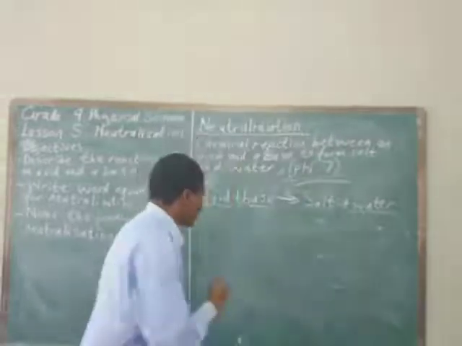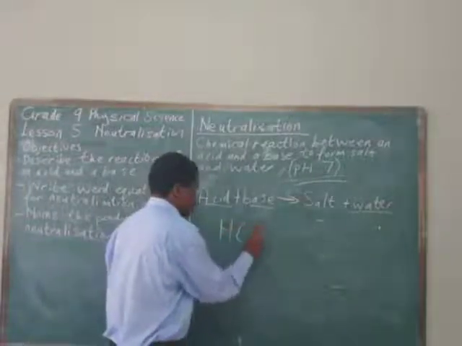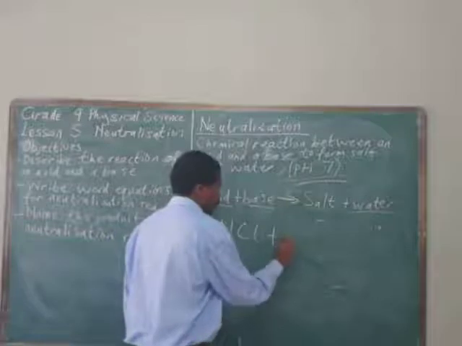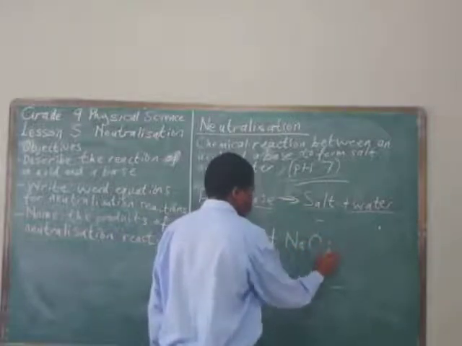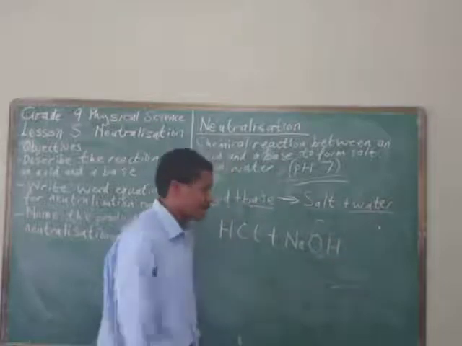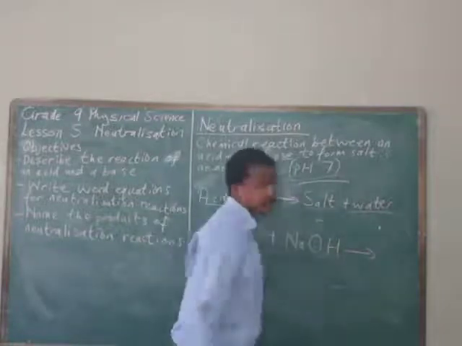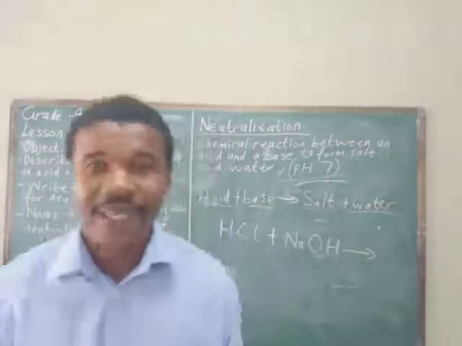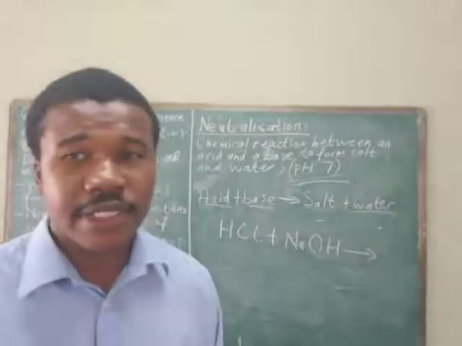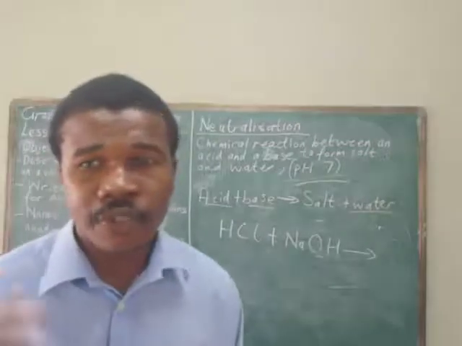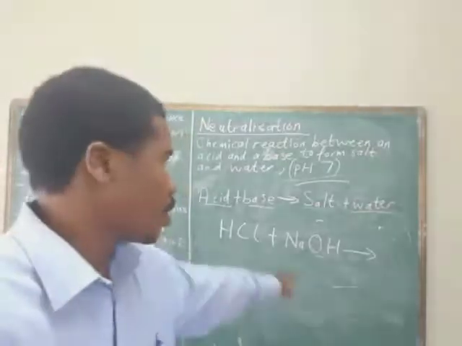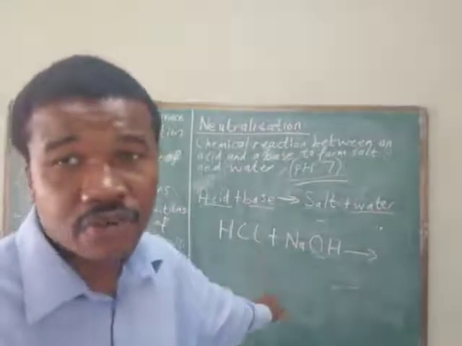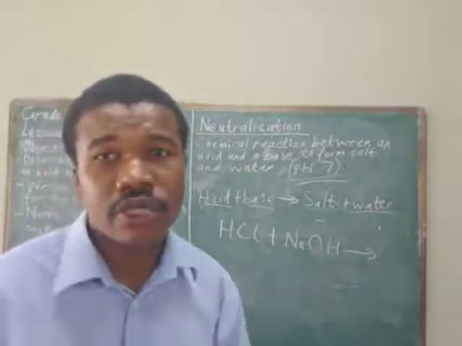Okay, so for hydrochloric acid, it is like this. This is HCl, plus sodium hydroxide to produce salt plus water. Right, so I need you to pause this video for just a minute and then complete that equation: hydrochloric acid plus sodium hydroxide.